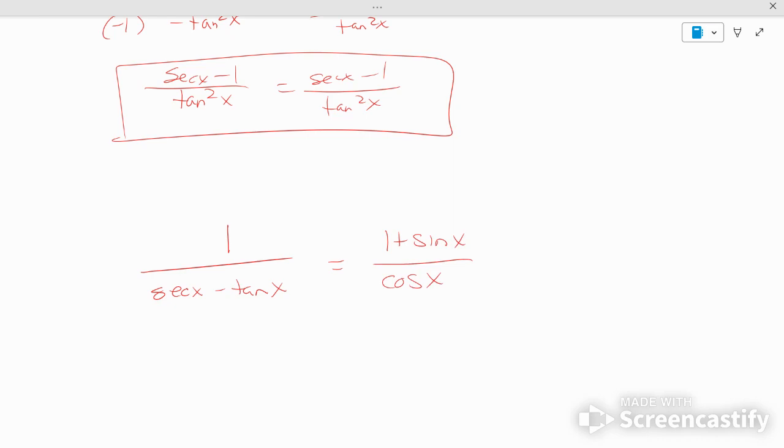I have subtraction in the denominator here. I have addition in the numerator here. So I have to think conjugate. So I have secant x minus tangent of x. So I'm going to take it times secant of x plus tangent of x. I'm not going to change it to sines and cosines yet. I'm going to see where this gets me first.